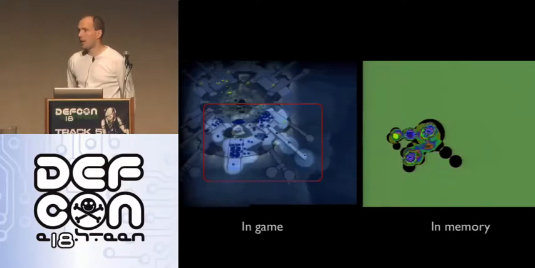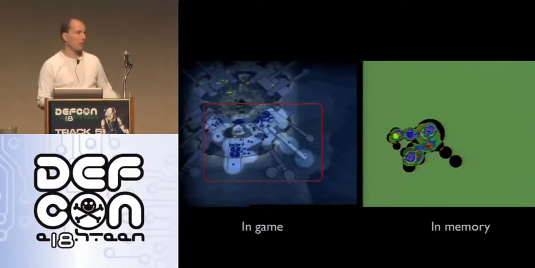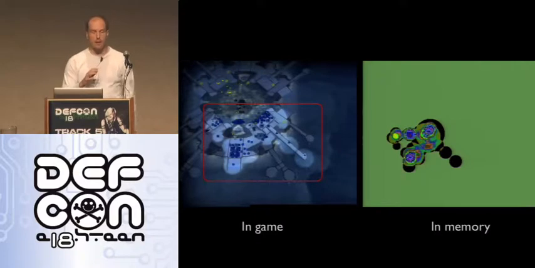On the left, this is a game. On the right, this is what we can have by doing a heat map visualization of this part of the memory. You see it really looks like the map we have in-game.